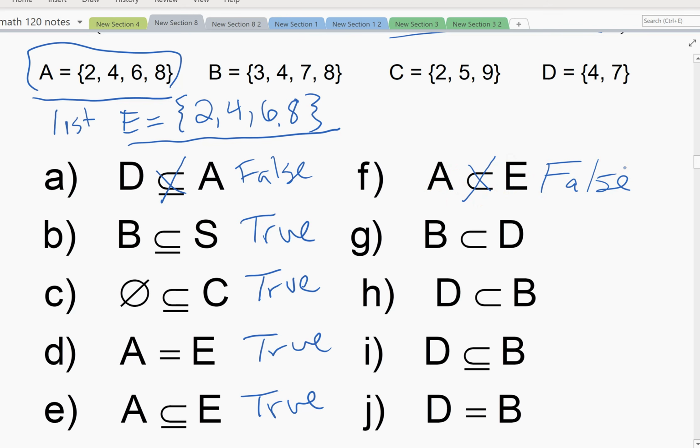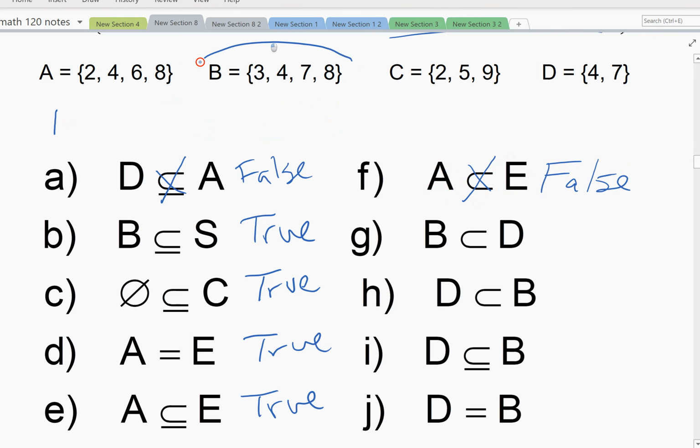The next one involves B and D. So I'm done with sets E and A. Now I'm just looking at B and D. That's basically the rest of the questions on this set. Is B a proper subset of D? Remember, every element of B has to be an element of D. This one is easy to answer: it's false because B has more elements, so every element of B cannot be in D, and so that one's false.